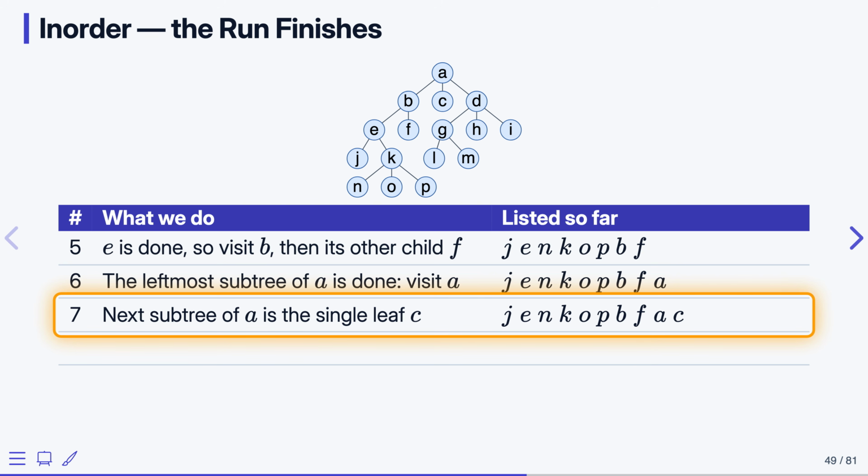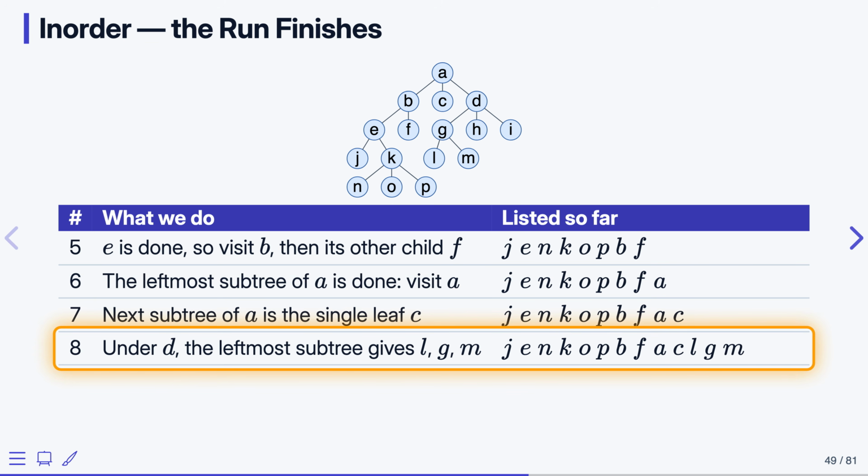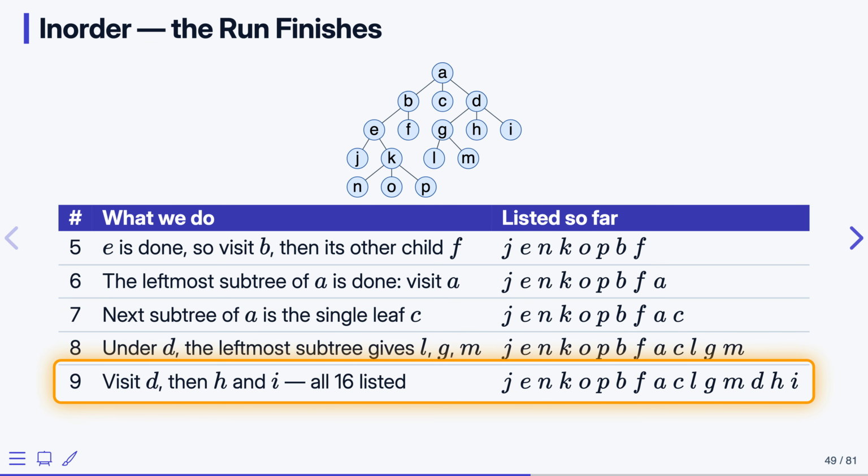Step 7. The root's next subtree is the single dot C, so we write down C. Step 8. Now the subtree at D, its leftmost subtree, is the one at G, and inside it we get L, then G, then M. Step 9. That was D's leftmost subtree, so now we visit D, and then its remaining children H and I, all 16 dots are listed. The Inorder is J, E, N, K, O, P, B, F, A, C, L, G, M, D, H, I.